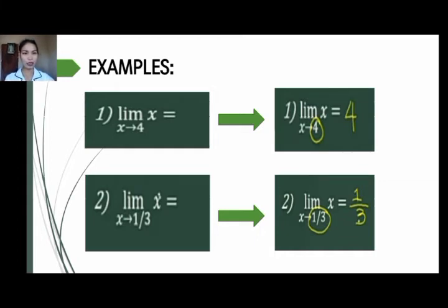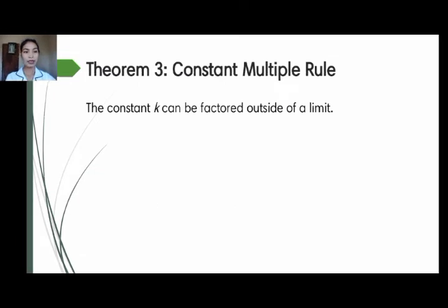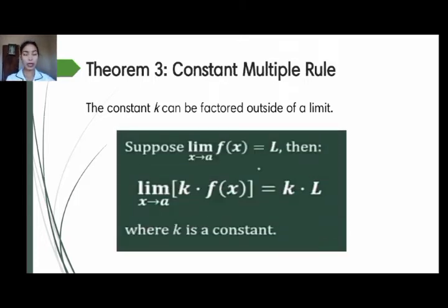Okay, so let us proceed to the constant multiple rule, or our theorem number 3. The constant k can be factored outside of a limit. We have to remember that suppose we have the limit of f of x as x approaches a equal to L. Then the limit of k times f of x as x approaches a is equal to k times L, or the value of k multiplied by the limit of our function, where k is a constant number.